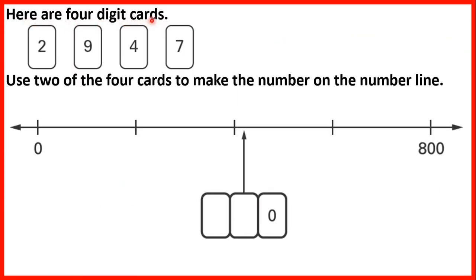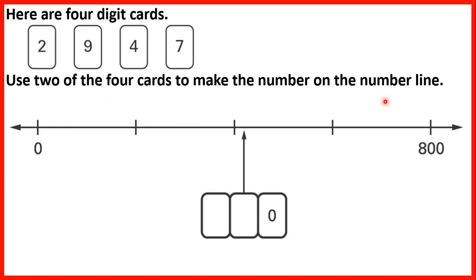Here are 4-digit cards. So we have 2, 9, 4 and 7. Use 2 of the 4 cards to make the number on the number line. So we have a number line with 0 and 800 marked, but to understand this number line, we need to know what each of these lines in between represent.